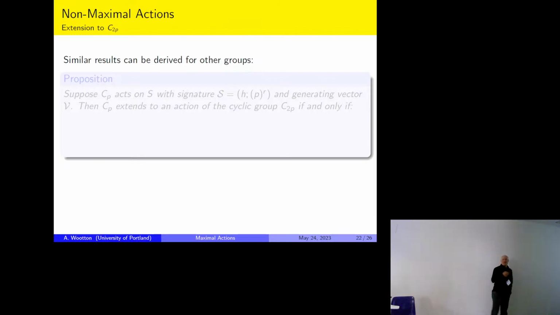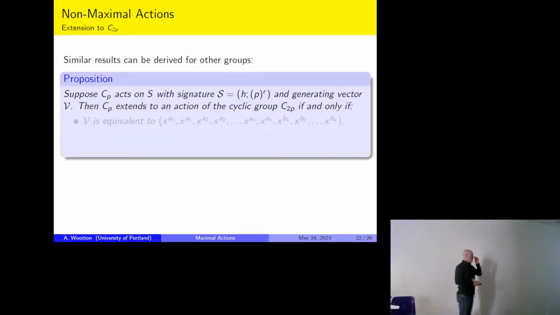Okay, now the reason I looked at the dihedral example is because I was able to really illustrate this with my cheesy example up here. But this sort of idea holds for other groups as well. That is, you can come up with similar sorts of theorems for other possible extensions. So, for example, you can come up with a similar theorem for when CP extends to a cyclic group C2P.